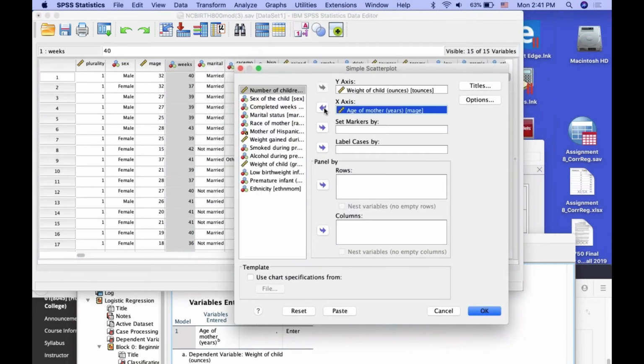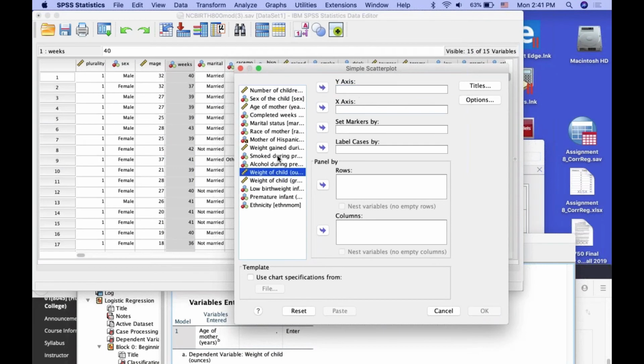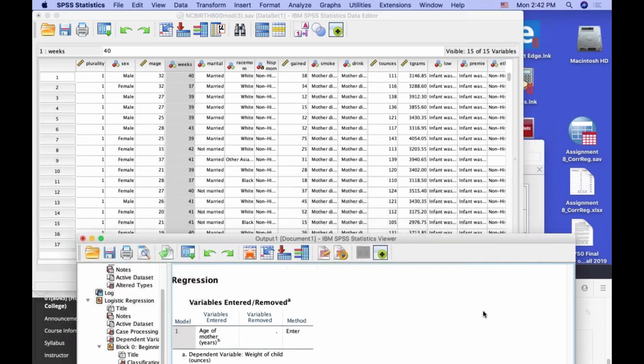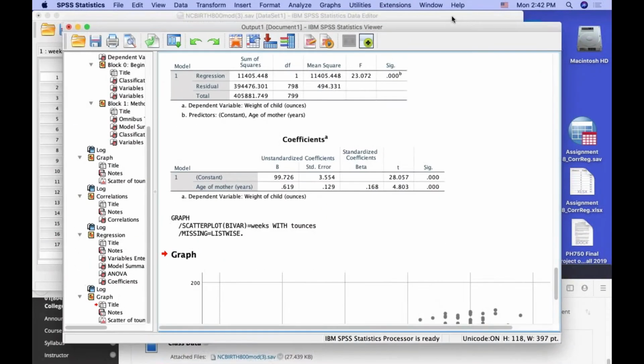And I'm going to move these back. And I'm going to look at the weeks of gestation. Where is it here? Completed weeks of gestation. I'll use that as my independent variable and use the birth weight of the child as my dependent variable. Okay, so I am going to do that analysis. I'll say okay, and I'll see what happens.